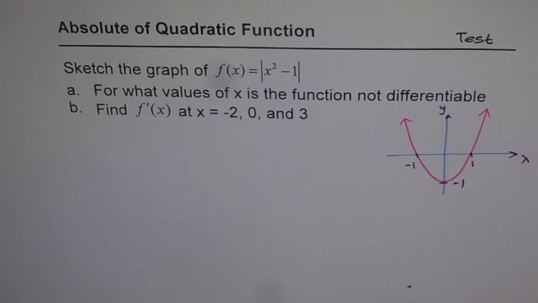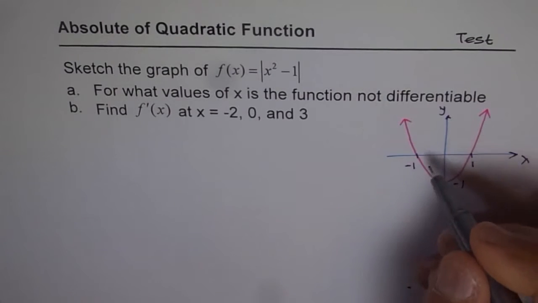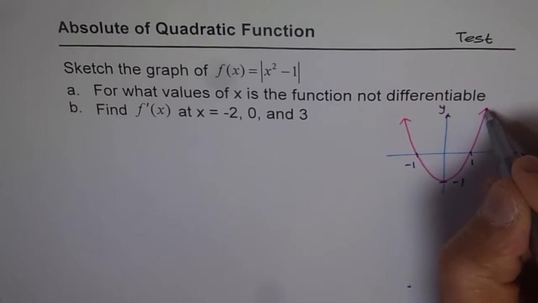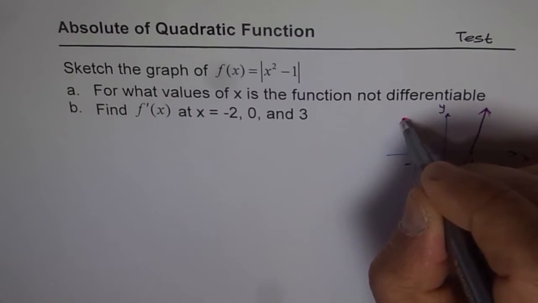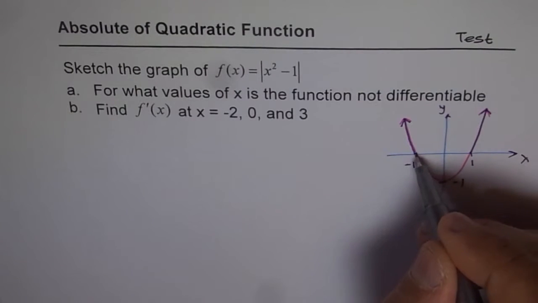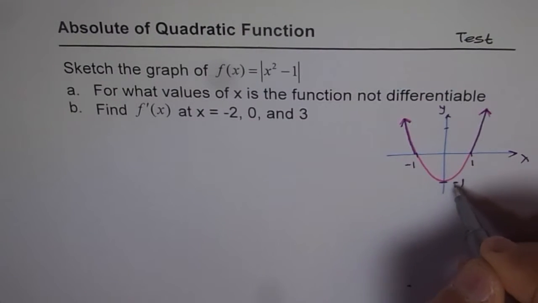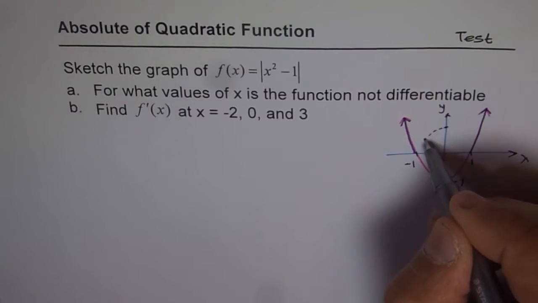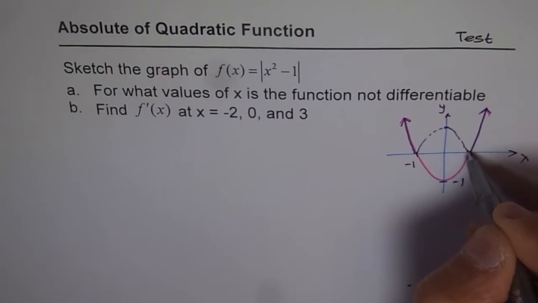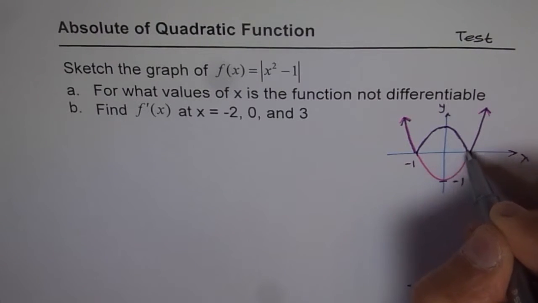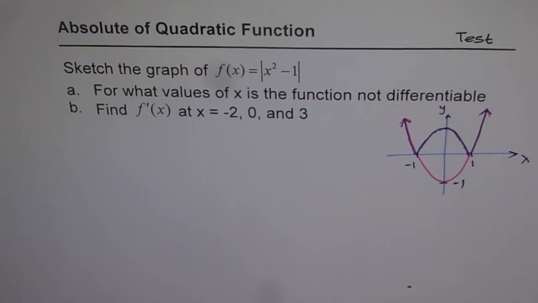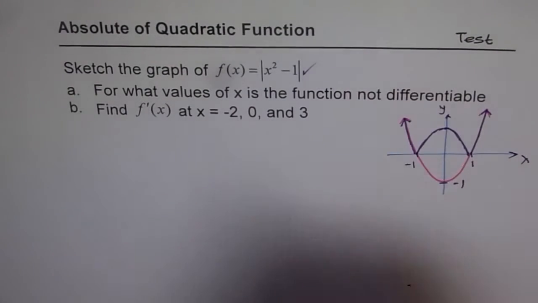Correct? Now when we say absolute of this value, it means that this part is fine. This part is fine because it's positive, right? And this part is also okay. But this part has to be flipped. So this minus 1 will come to 1 and we'll have a function like this. If you flip it like this, let me just connect it right now. So that function becomes the absolute function.